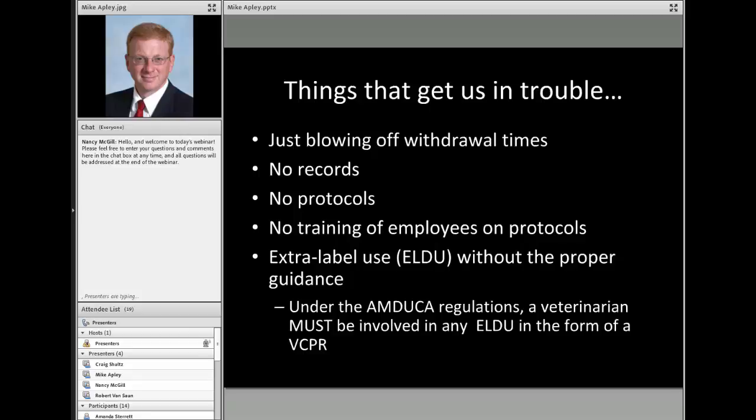So under the Animal Medicinal Drug Use Clarification Act regulations, a veterinarian must be involved in any extra label drug use in the form of a veterinary client-patient relationship. Protocols are best developed with a working relationship between the veterinarian and the dairy person. This involves sitting down, evaluating the disease challenges on the dairy, how these diseases are diagnosed in the animals, and then coming up with treatment plans.